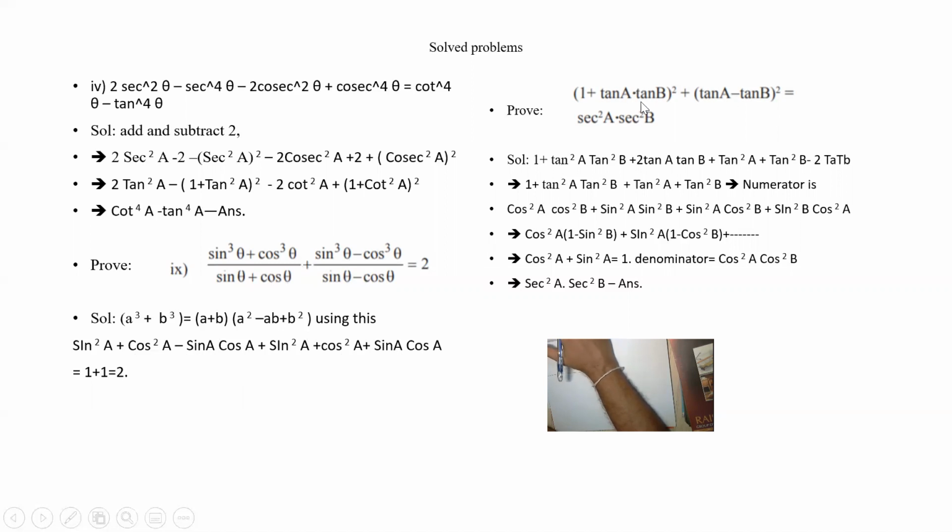Let us see here. 1 plus tan A tan B whole square plus tan A minus tan B whole square is this. So 1 plus tan A tan B whole square, I am expanding this. Plus this also I am expanding. So when I am simplifying, what am I getting? 1 plus tan square A tan square B plus tan square A plus tan square B. So then this becomes, I am taking it to numerator. So what becomes? 1 plus tan square A, 1 plus tan square A is secant square A.